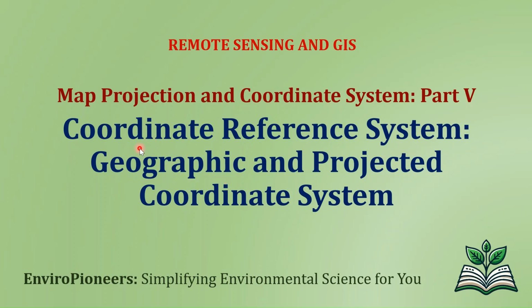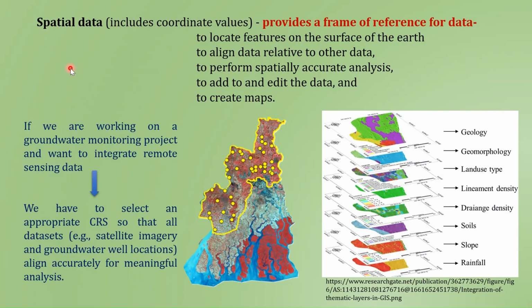In this video, we will learn the basics of coordinate reference system and the difference between geographic and projected coordinate system. When we use the term spatial data, it refers to the data which also include the coordinate values. And having the coordinate values, it provides a frame of reference for the data and it helps us to locate the features on the surface of the earth, to align the data relative to other data, to perform spatially accurate analysis, to add or to edit the data, or to create the maps.